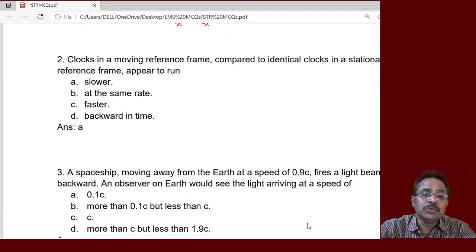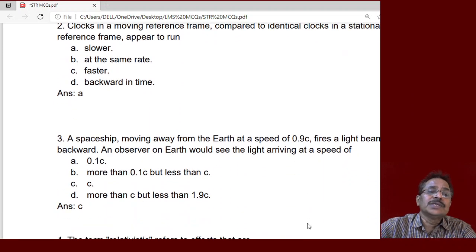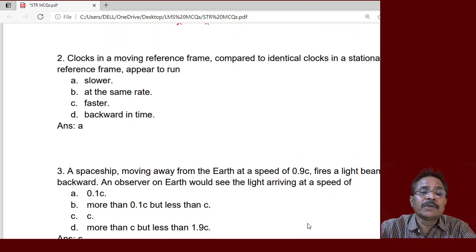Now question 2. Clocks in a moving reference frame, compared to an identical clock in a stationary reference frame, appear to run... Okay, so now there are 4 options: slower, at the same rate, faster, and backward in time.